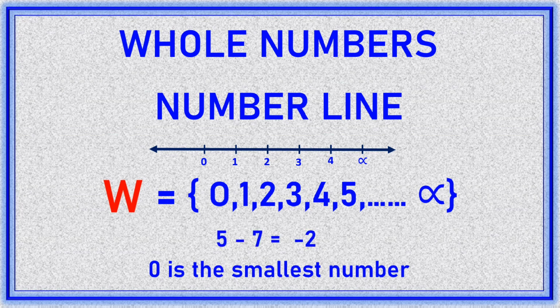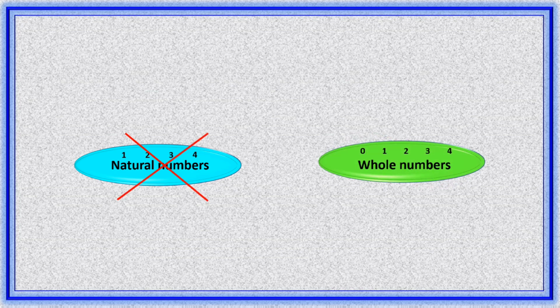If you subtract 7 from 5, you will get minus 2. Natural numbers are 1, 2, 3, 4, and minus 2 is not there in natural numbers. 0, 1, 2, 3, 4 are whole numbers. Minus 2 is not there in whole numbers, so they introduced integers.